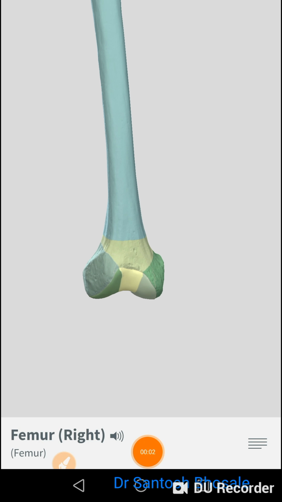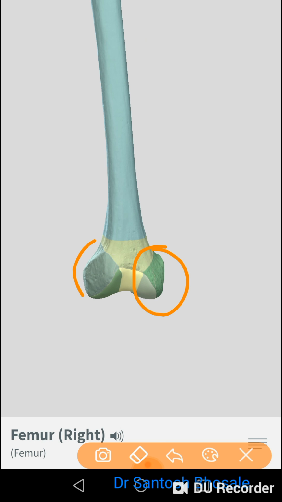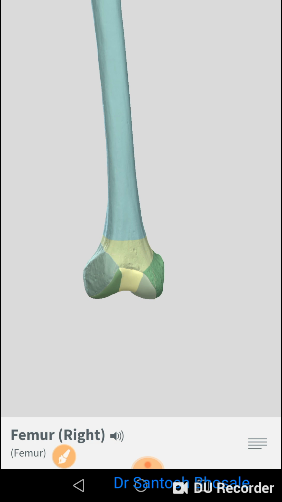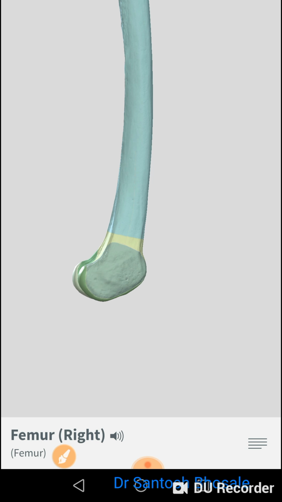and you can see the lower end of the femur is widely expanded to form two large condyles. One is the medial condyle and another is the lateral condyle, which are anteriorly united and in line with the anterior surface of the shaft, whereas posteriorly they are projecting here.